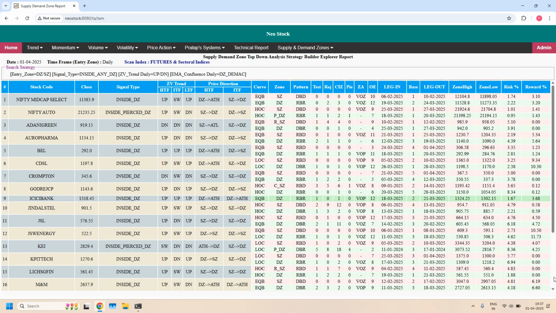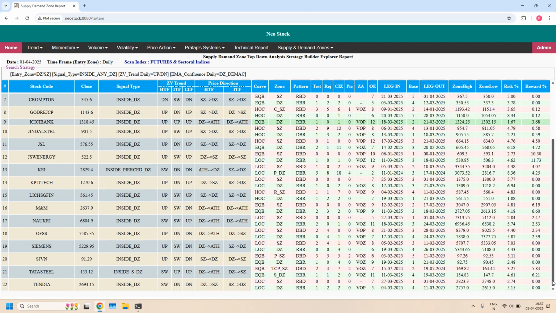So first 16 stocks in the list. Scrolling the list down. So total 22 stocks are filtered. All these daily demand zones are having daily EMA Confluence, and also current price closed inside the daily demand zones. Okay, this is about daily stocks price closed inside daily demand zone.